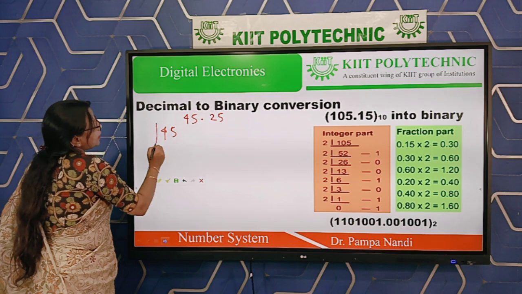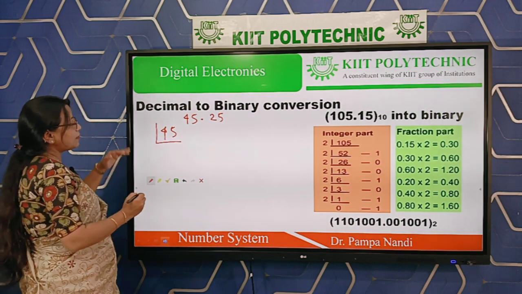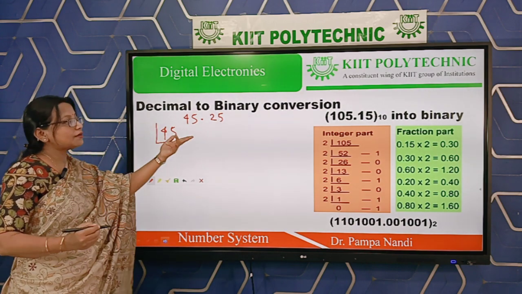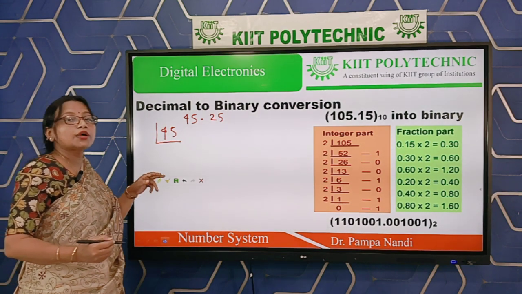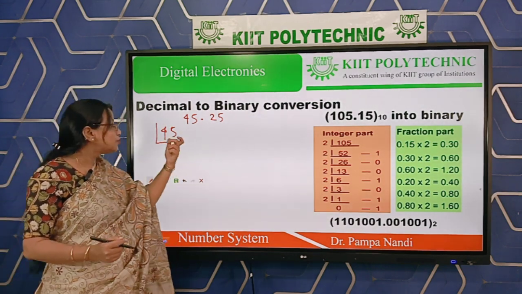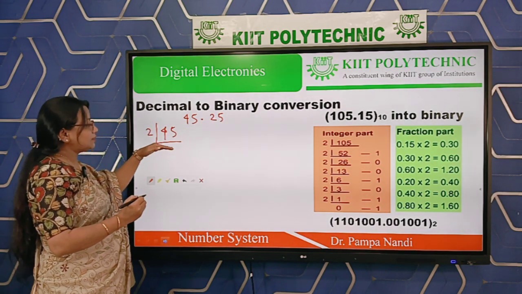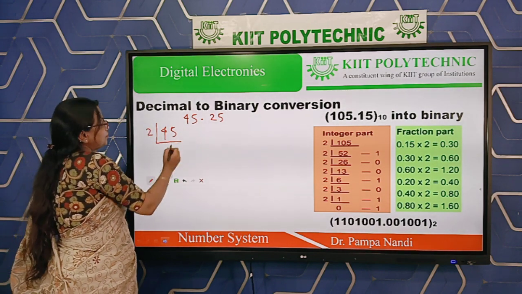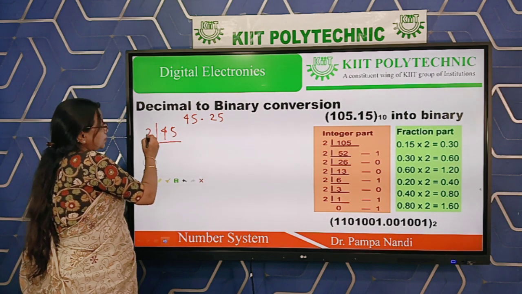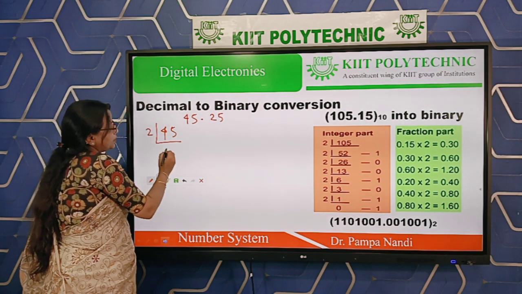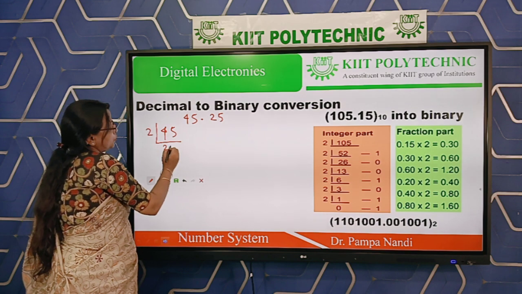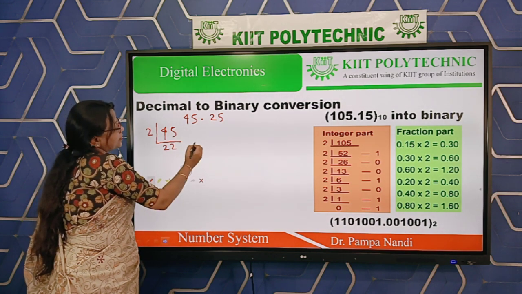Now every time you need to divide the number by its base. Binary number system, I am going to convert. What is the base of this binary? It is 2. So here we are writing the quotient and here the remainder. So 45 divided by 2, it is 22 and the remainder is 1.